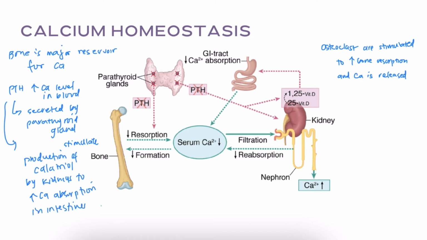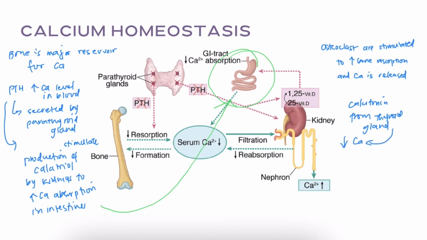We also have calcitonin from the thyroid gland, and this has the potential to decrease calcium levels. Vitamin D enhances the absorption of calcium and phosphate, and thus raises the blood levels of these substances.